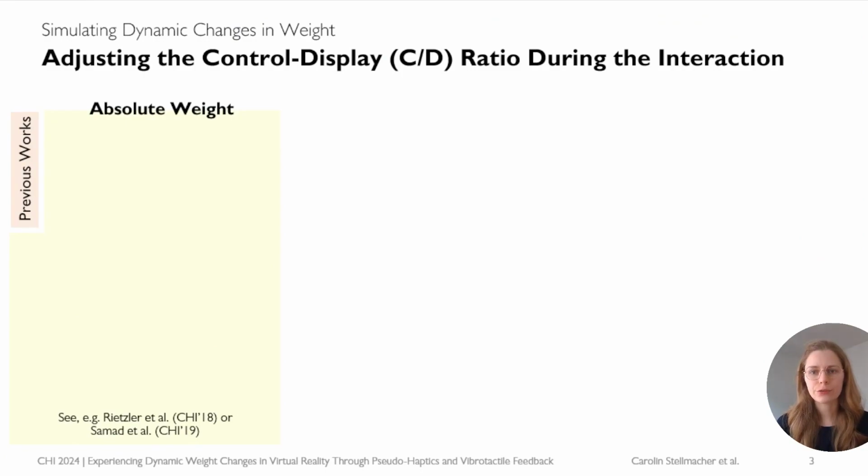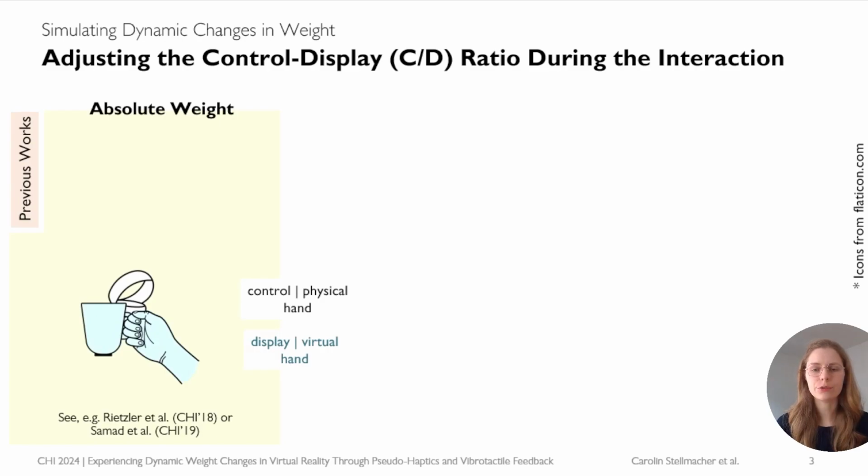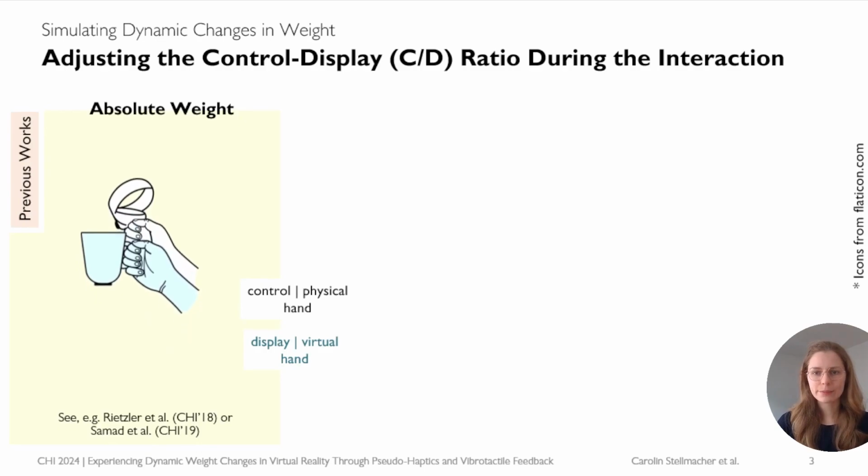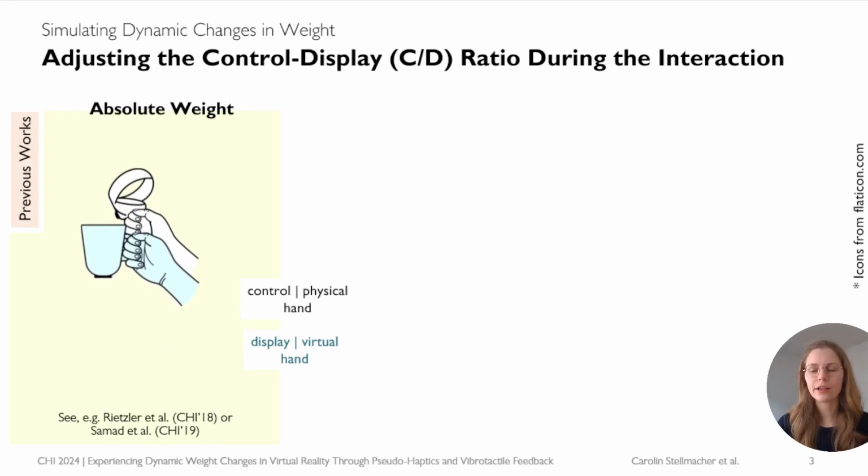The known method for simulating virtual weight is increasing or decreasing the control display ratio, short CD ratio, between the control hand, here the physical hand, and the display hand, which is the virtual hand in VR. The result is a displacement between both hands, and you probably encountered this effect before when adjusting the mouse cursor speed on your laptop.